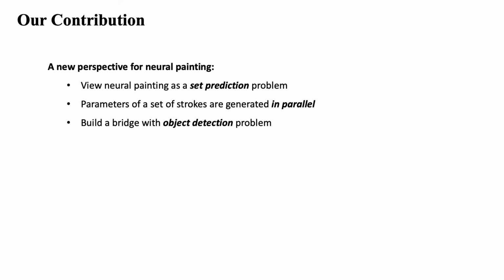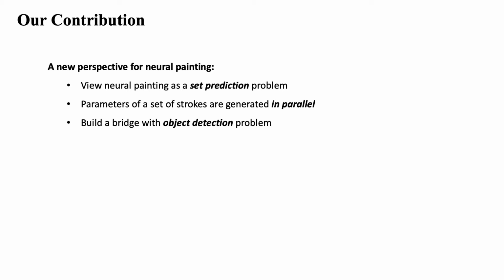The contribution of this paper can be summarized as follows. First, we formulate neural painting as a set prediction problem, where parameters of a set of strokes are generated in parallel. Interestingly, object detection is also a typical set prediction problem, and we can build a bridge between these two tasks.